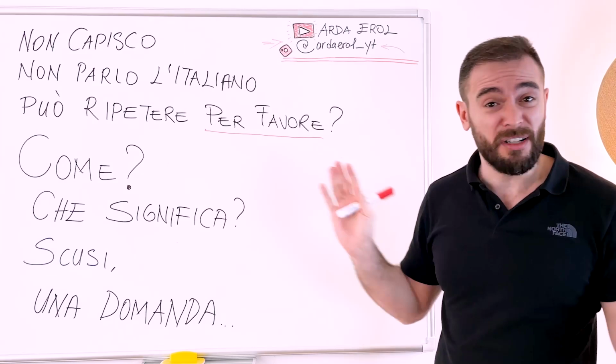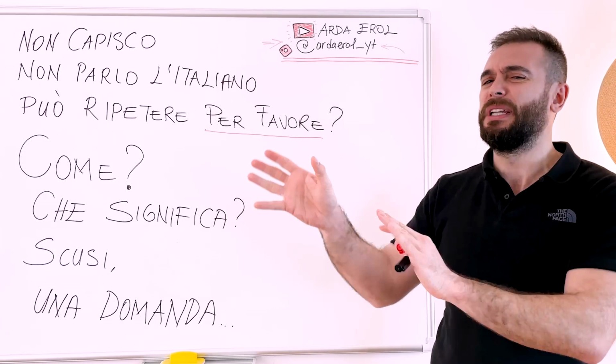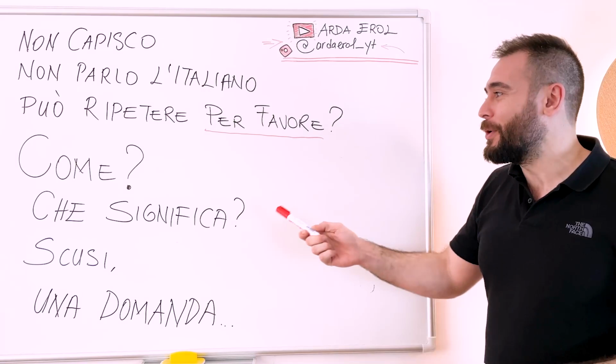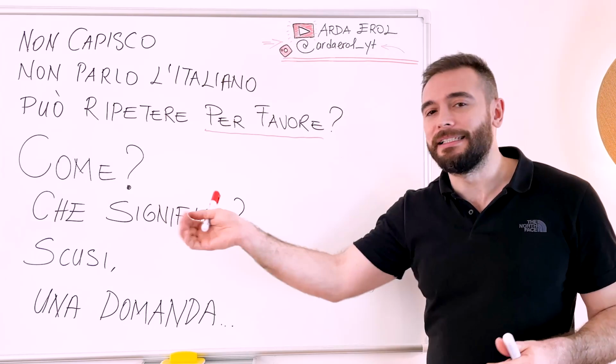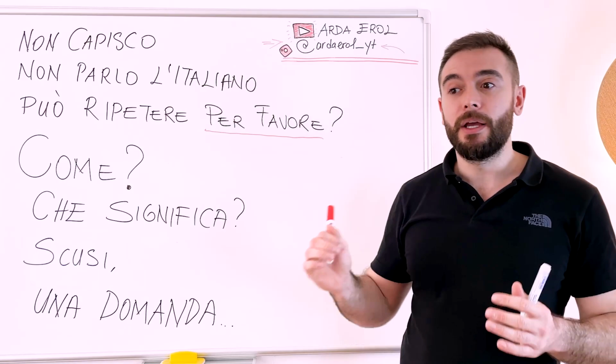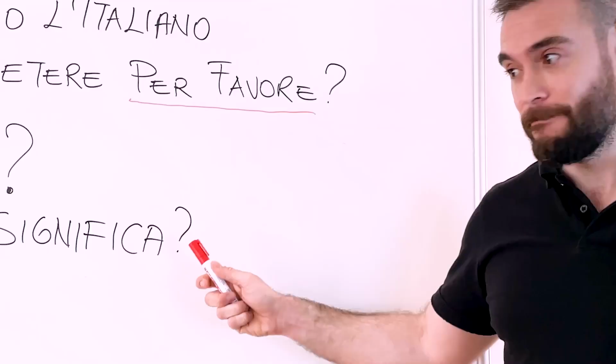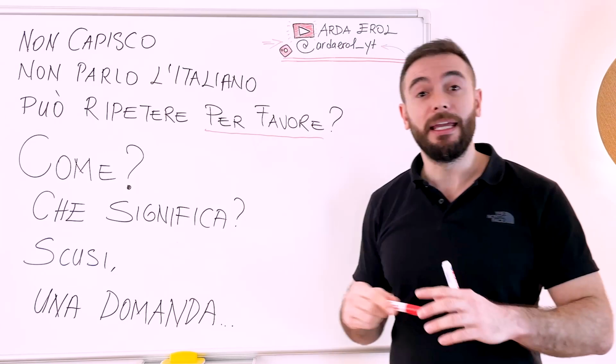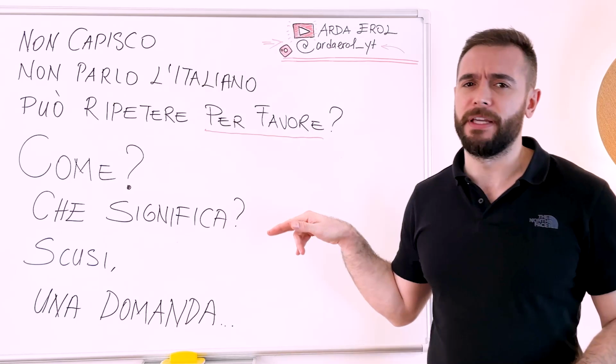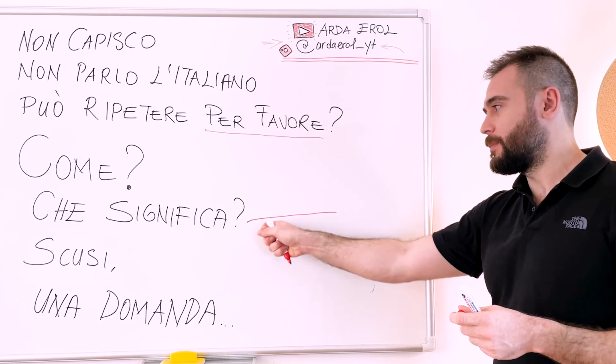You need to stop Mario, okay? You can use this word to stop him. You can say, come? Like, what? How? Come again? That means that you didn't understand what he said. Maybe you could understand a part of what he said, but there's a specific word that you really don't know its meaning. So you want to ask, che significa sinistra? Che significa means what does it mean? Che in Italian means what? Okay, like in Spanish. Che significa? What does it mean? And then you can add a specific word that you want to know the meaning of.